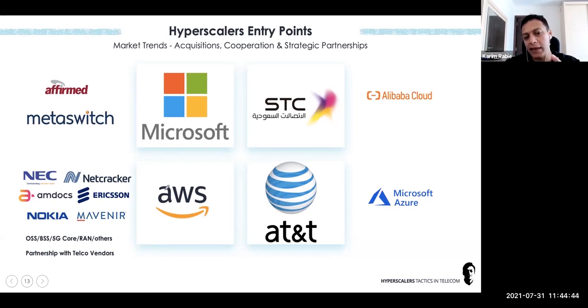On the other hand, AWS doesn't seem to do the same. They don't acquire companies, but they tend to do a lot of partnerships. I just extracted some names from the latest announcements. NEC 5G core is on AWS. Netcracker OSS BSS on AWS. Amdocs OSS orchestration on AWS. Ericsson BSS on AWS. Nokia, Mavenir for RAN, and a lot of many other things on AWS. So that's one of the value propositions of AWS.